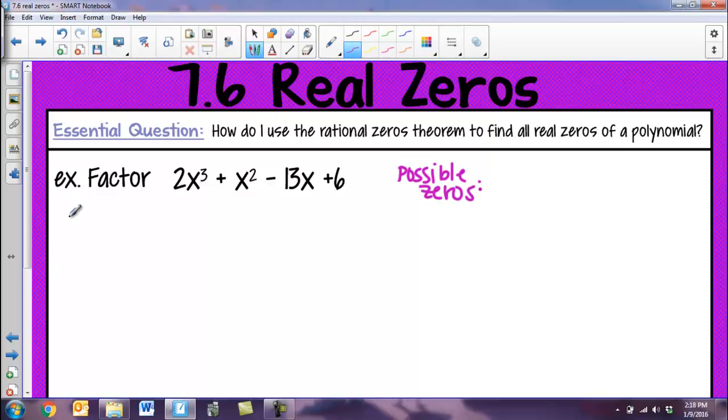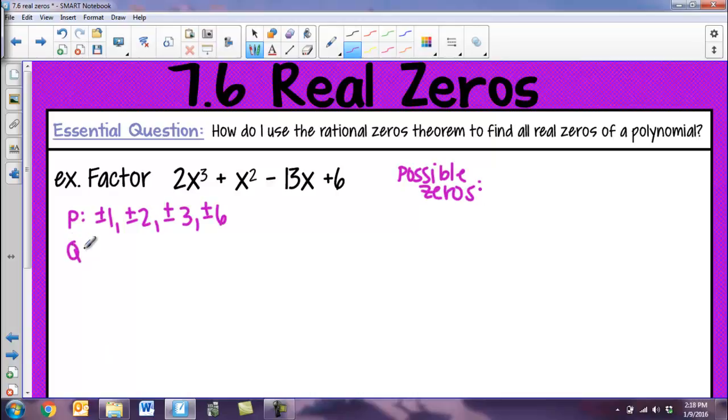Okay, and so in order to do that, I'm going to, again, list out my factors of p and q, just like we did in the first example. For my p, I'm looking at my factors of my last term. So that would be plus or minus 1, plus or minus 2, factors of 6, plus or minus 3, and then plus or minus 6.